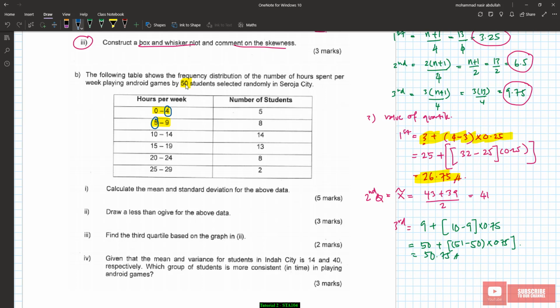So now we need to calculate the mean and standard deviation for the above data. So the first step is we need to create another column called midpoint or X. So this is what we call the midpoint. So how to calculate the midpoint?